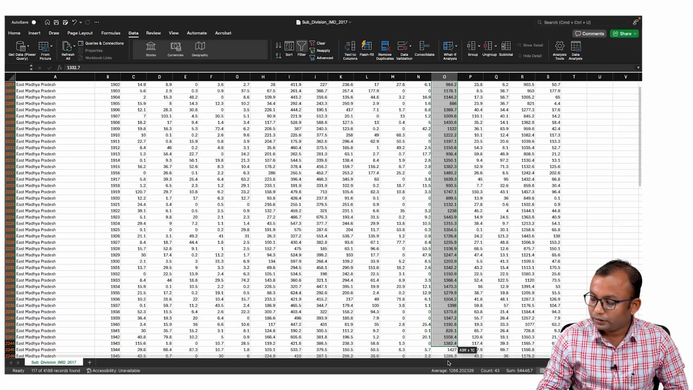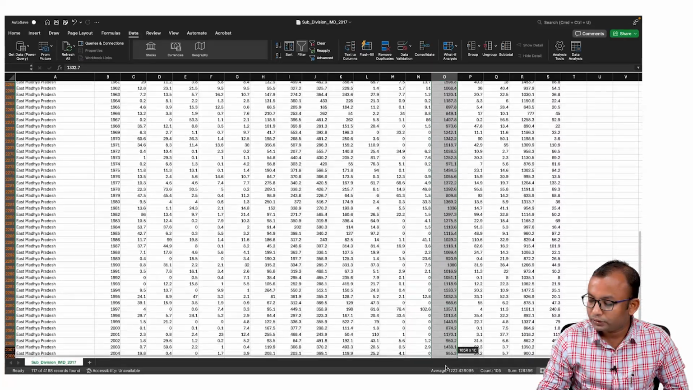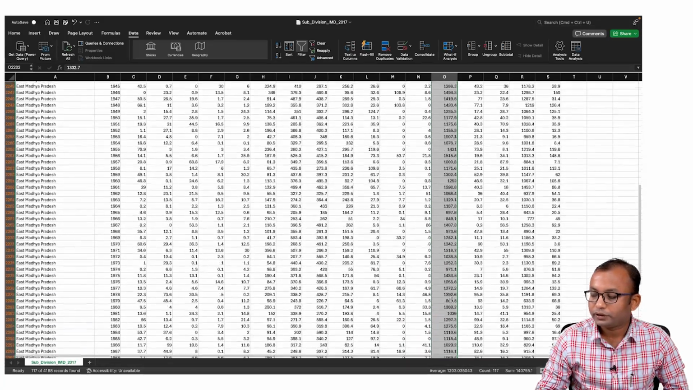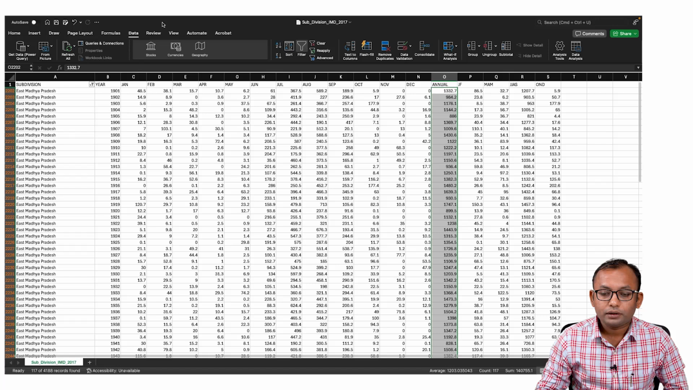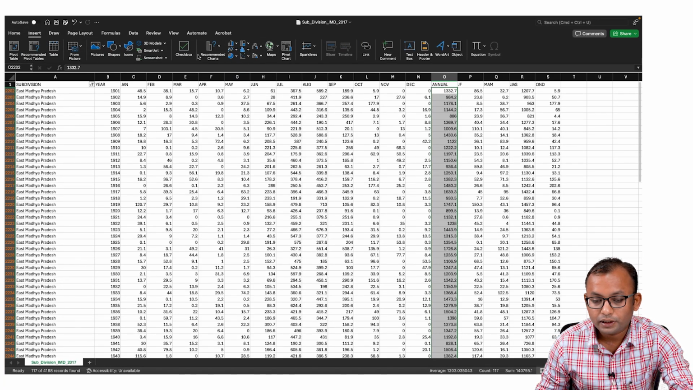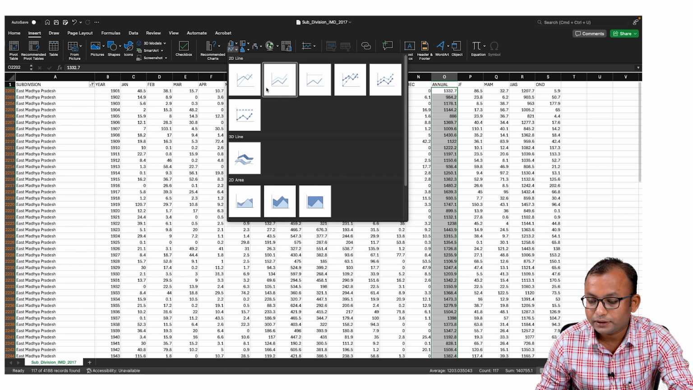In this data you can select all the values till 2017, and then you can go to the insert option here, and then you can click figure. A time series figure like this. Suppose I am selecting this figure.